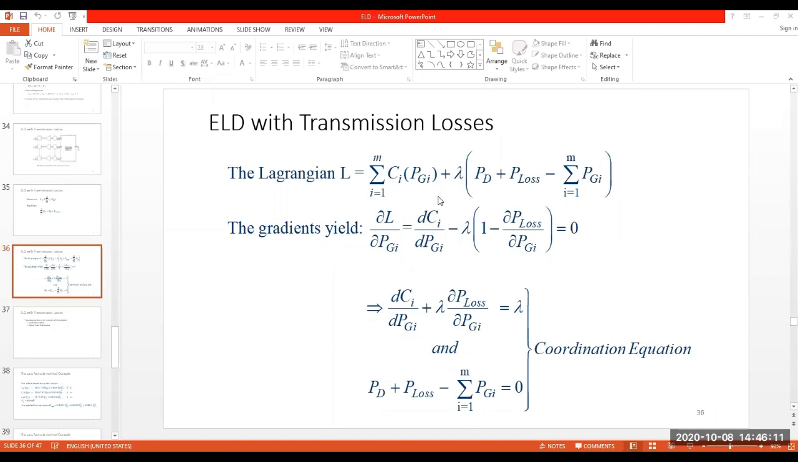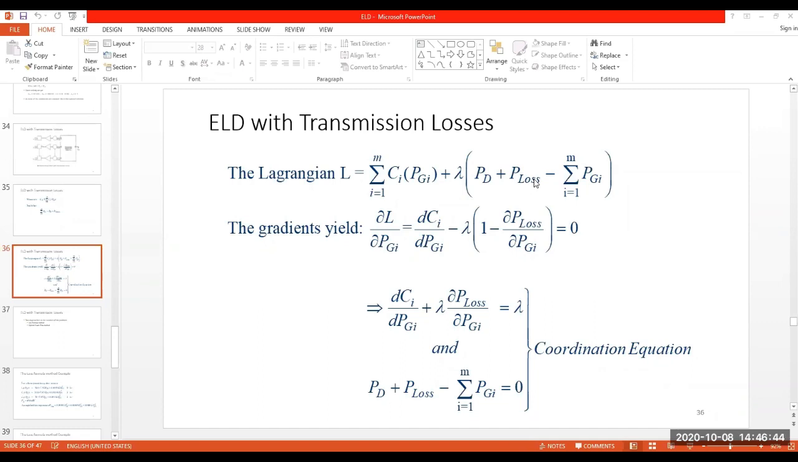The formation of the Lagrangian is done. Then you have to take the gradients, as before. Previously you did not have P losses, but now you have this additional term. Now, can anyone tell how we can represent this P loss here?